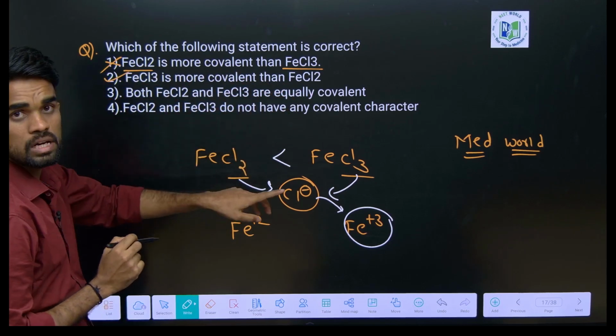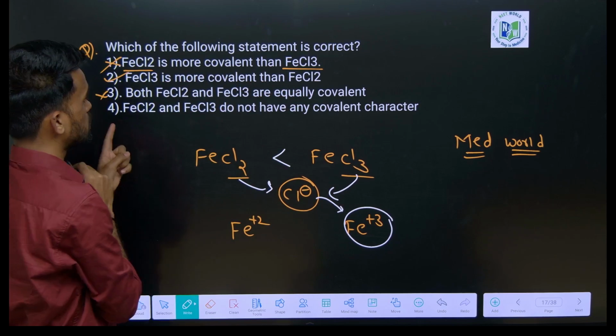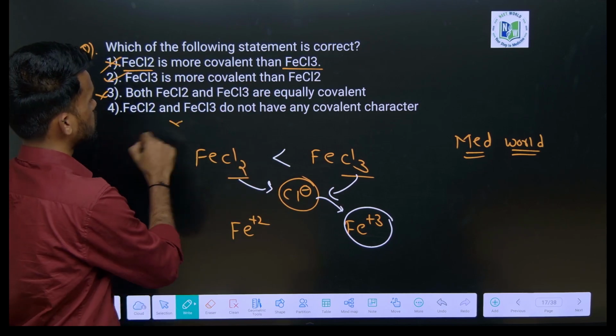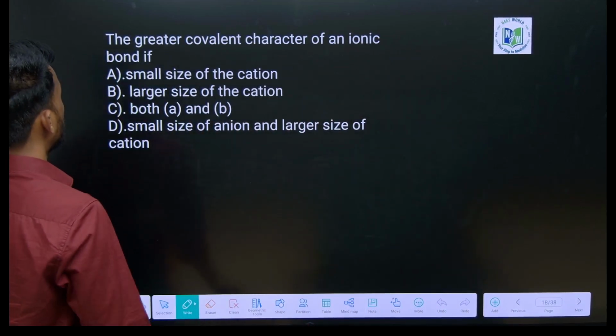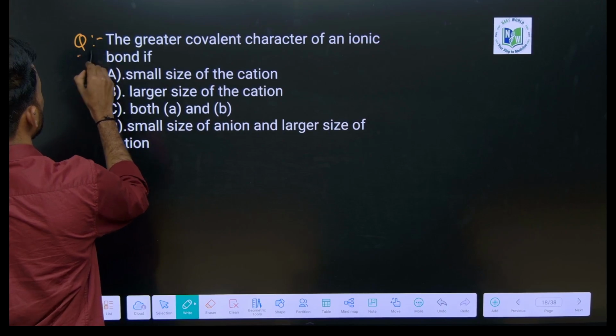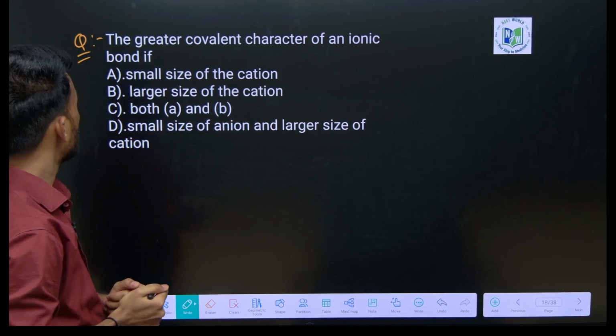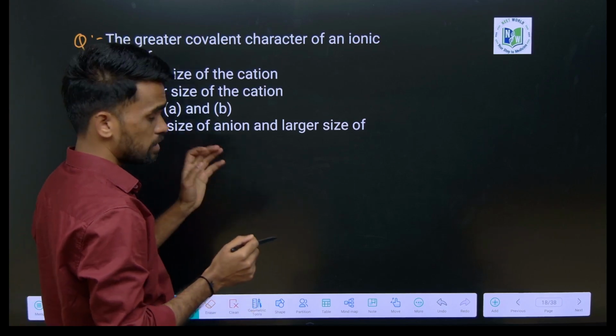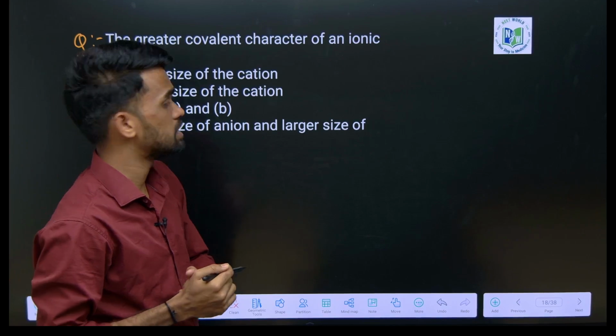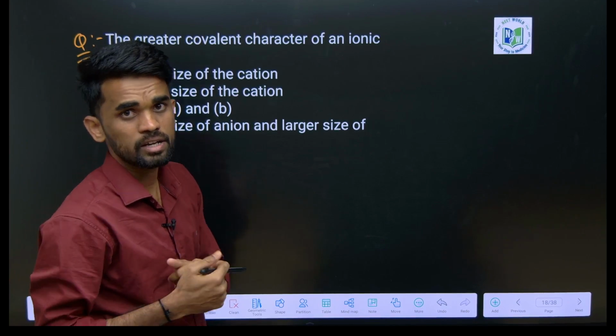Both are equally covalent. Wrong. And the next, so we cannot answer this. Next, this one also you can try first, then listen to the class. Okay. So for every question, when you are listening to a class, first of all try yourself, then later you can listen to the teacher once after trying by yourself.